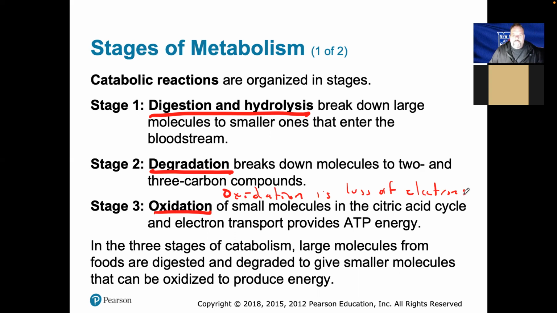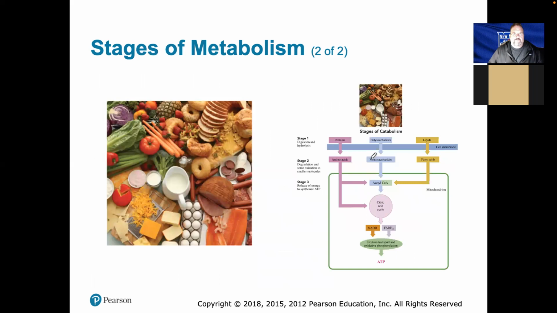So in the 3 stages of metabolism, large molecules from foods are digested and degraded to give smaller molecules that can be oxidized to produce energy. Really the first two stages are the breaking down part, larger into smaller, and then the oxidation part is when those smaller molecules are oxidized to produce energy.